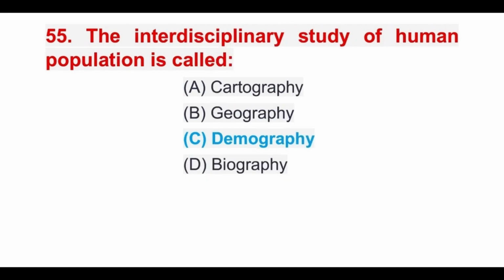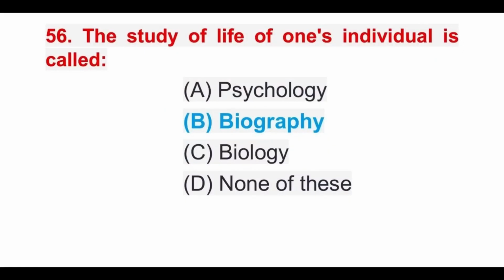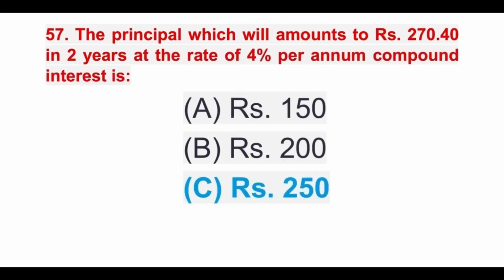Question number 55. The interdisciplinary study of human population is called. That answer is demography. Question number 56. The study of life of one as individual is called. That answer is biography. Question number 57. The principal which will amount to 270 rupees and 40 paise in 2 years at the rate of 4% per annum compound interest is. That answer is 250 rupees.